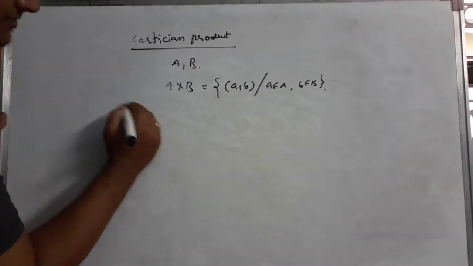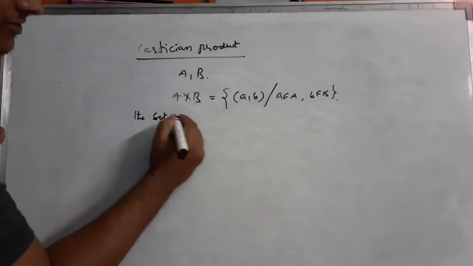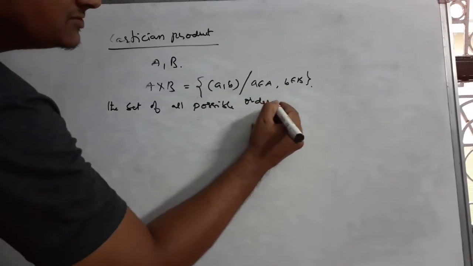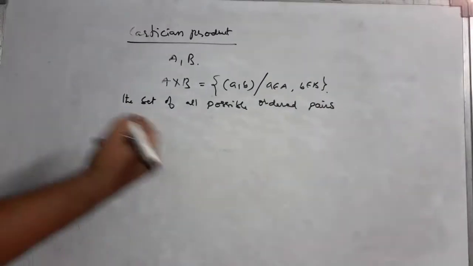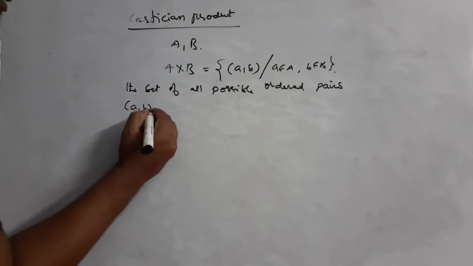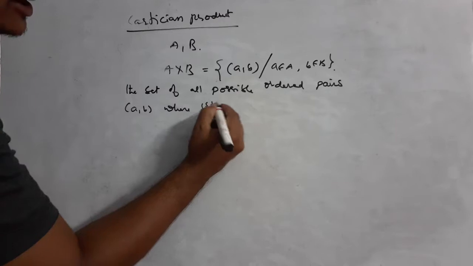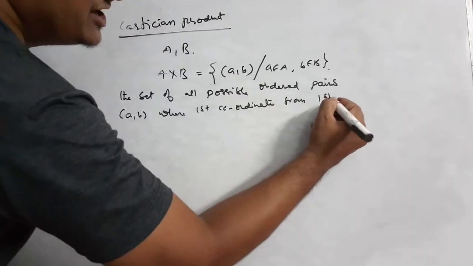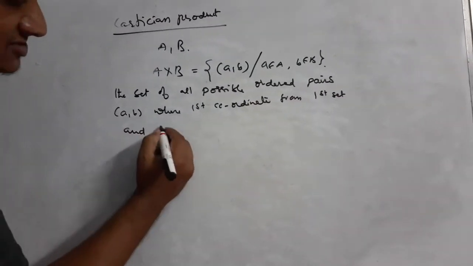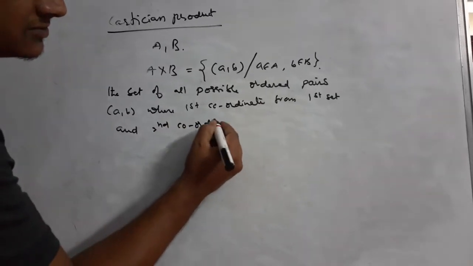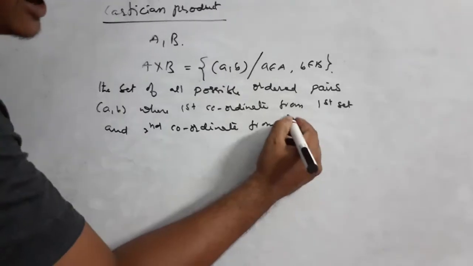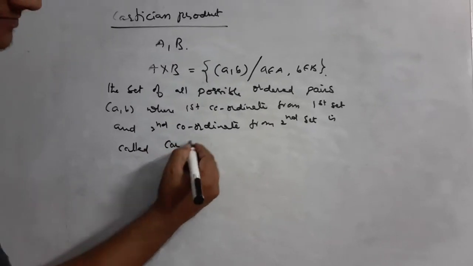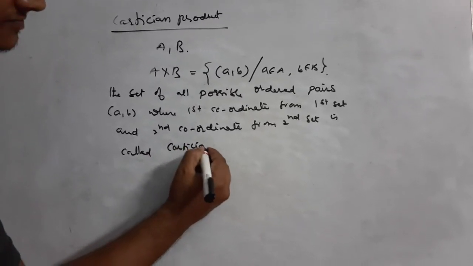What is the definition? The set of all possible ordered pairs (a, b), where the first coordinate is from the first set and the second coordinate is from the second set, is called the Cartesian product.